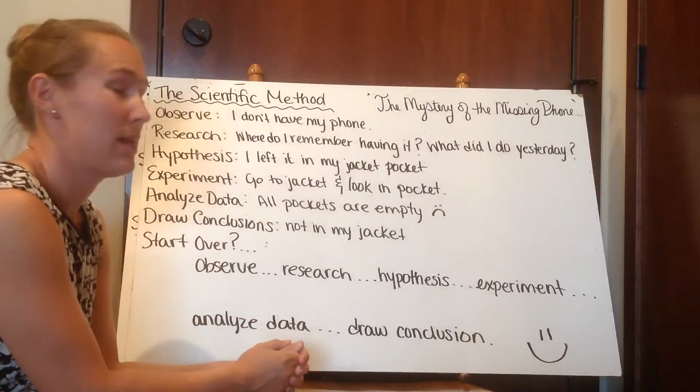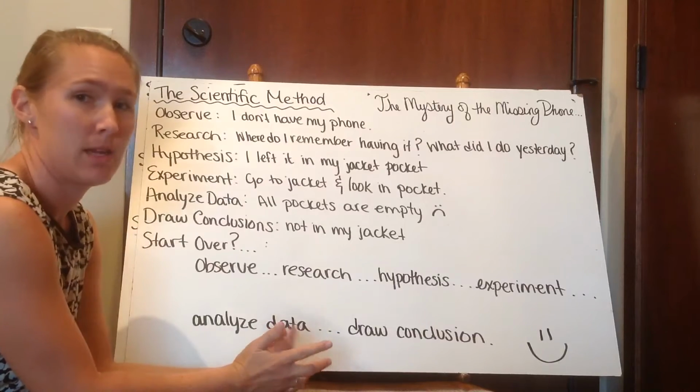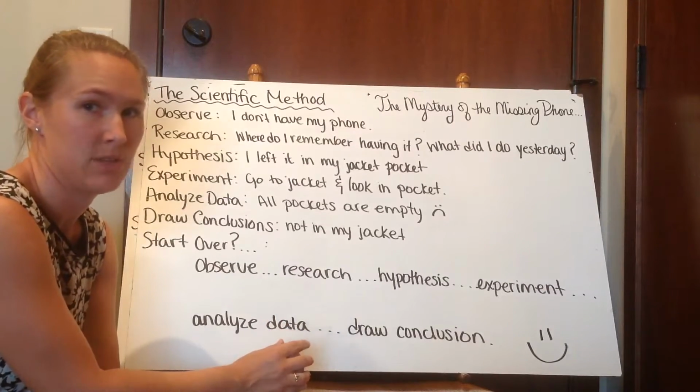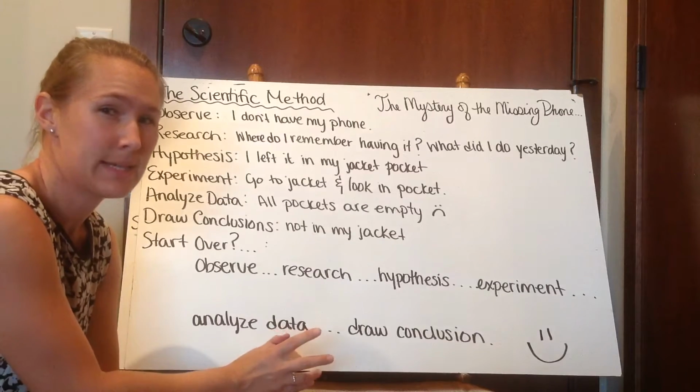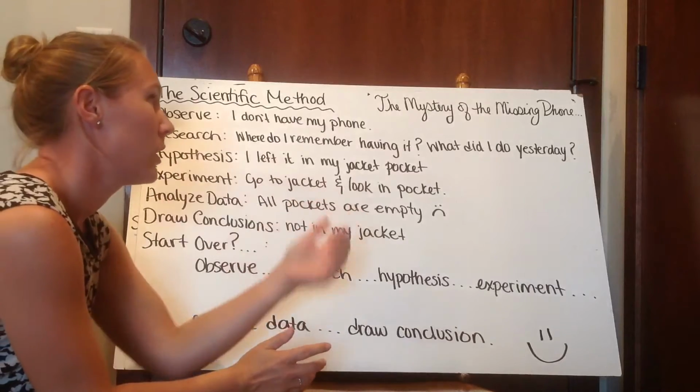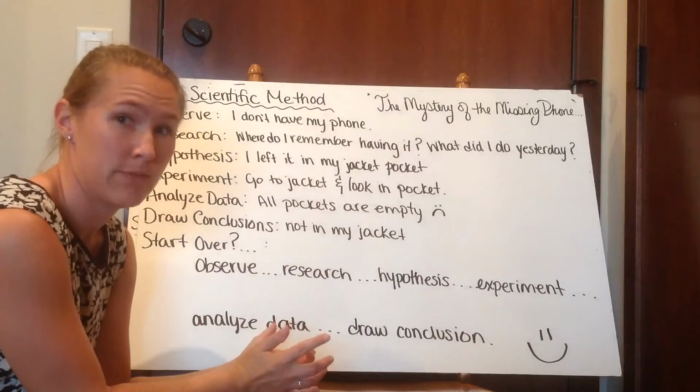On the scientific method. The scientific method is a list of steps that we're going to take every time we do a scientific experiment. And it really happens anytime you run into a problem that you need to solve. So for example, you wake up in the morning and you can't find your cell phone.